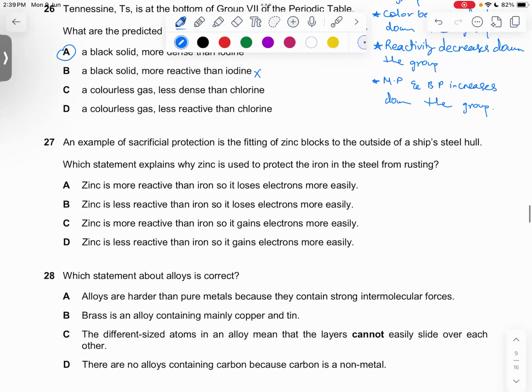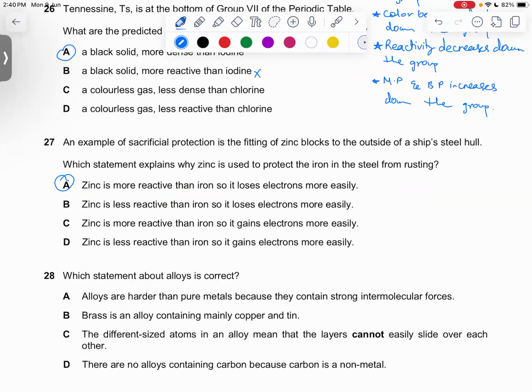Question number 27. An example of sacrificial protection is the fitting of zinc blocks to the outside of a ship's steel hull. Which statement explains why zinc is used to protect the iron in the steel from rusting? Well, how will zinc protect? It is called sacrificial protection. The method is called galvanization. Zinc is more reactive than iron, so it loses electrons more easily. Yes, this is correct.